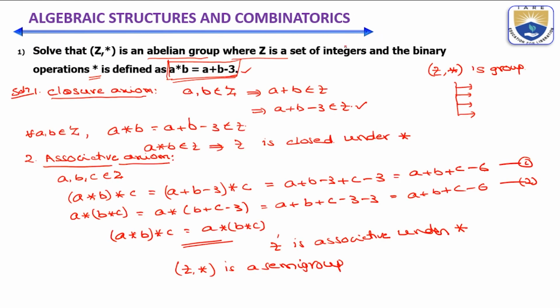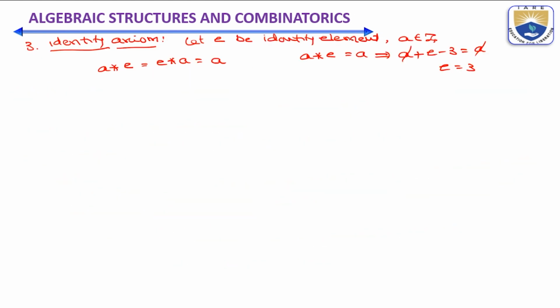It is a set of integers. Now we say that E is equal to 3 is also an integer, so definitely it is a member of Z. So we can say that it has the identity element. So we are going to say that Z comma star is a monoid.